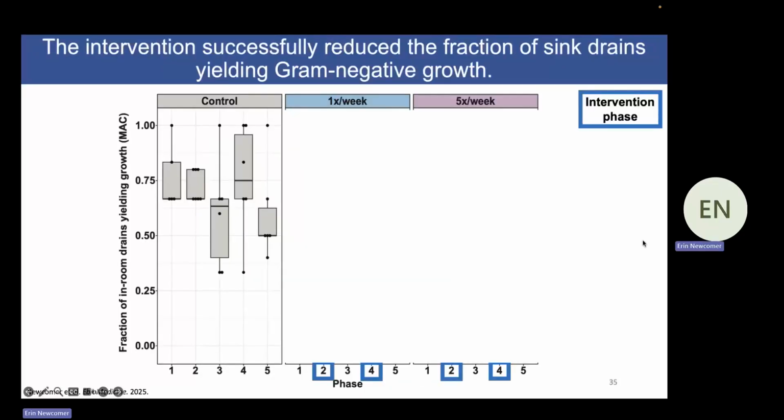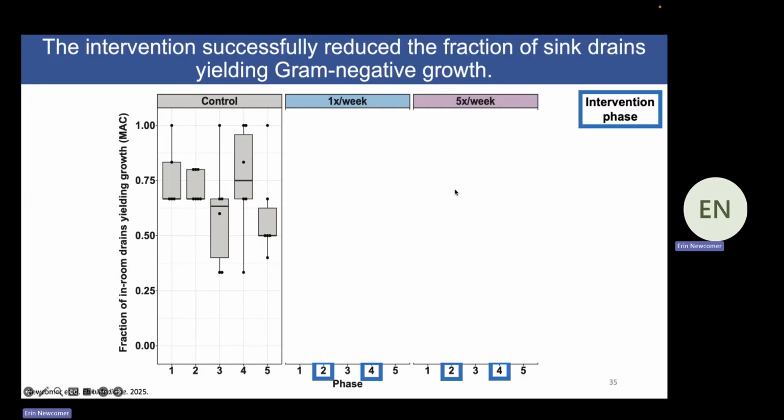The first thing we wanted to look at was whether this intervention is reducing the number of sink drains that are yielding gram-negative growth. We first have our control rooms across these different study phases. You can see there's some variability in the fraction of rooms that are yielding growth, but no significant differences across these different study periods.